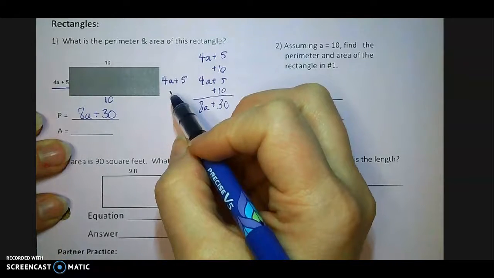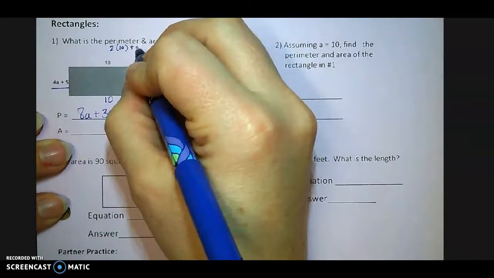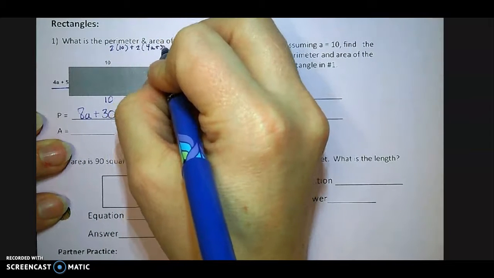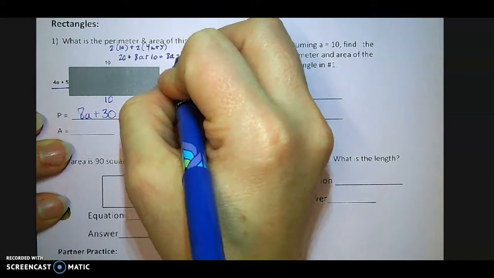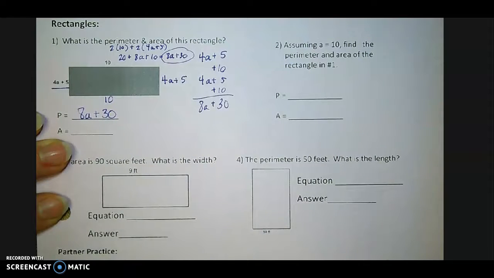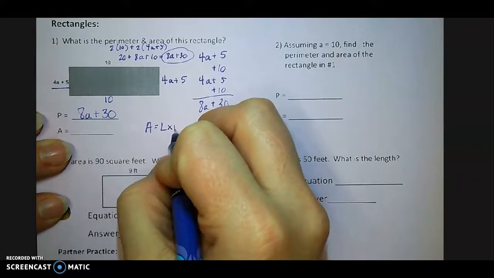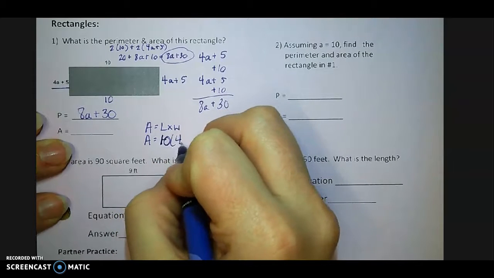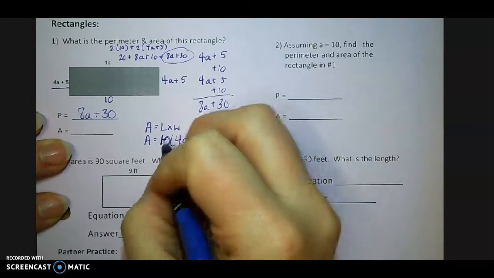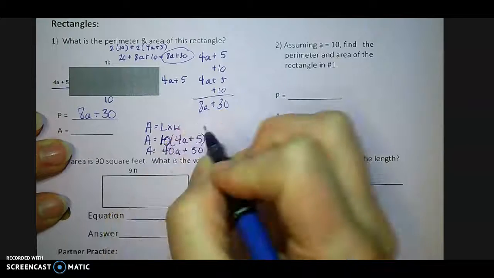You could use the distributive property and say 2 times 10 plus 2 times 4a plus 5, and I would get 20 plus 8a plus 10. So you notice I will get the same answer no matter what I do there. Now to find the area, I'm going to have to use the distributive property because remember, area is length times width. So if my area is 10 times 4a plus 5, I'm going to distribute that, and I will get 40a plus 50, and that is my area.